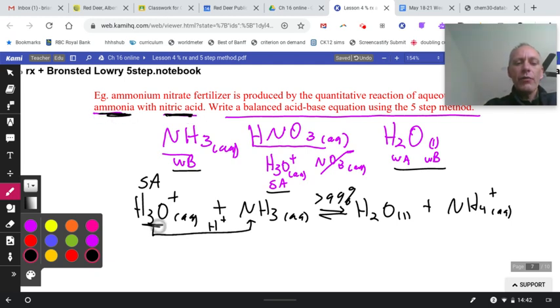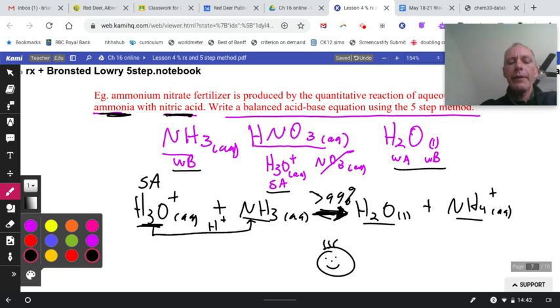So it's the hydronium of nitric acid that donates a proton to ammonia, making water and ammonium, and it is a quantitative reaction. If we want, we could put one big single-headed arrow because it's greater than 99%. That, ladies and gentlemen, is the 5-step method.